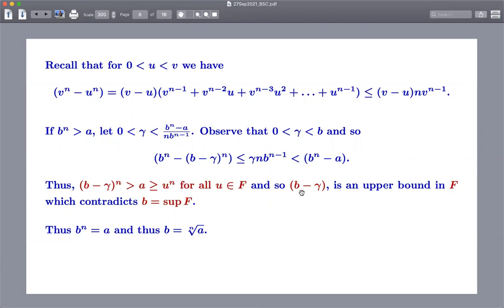Okay. So once again, if b^n is bigger than a, you can reduce b a little so that the reduced number still remains an upper bound of F, and that will contradict. This is exactly the opposite of what was done last time. Therefore, both the options have been ruled out. It cannot be less than, it cannot be bigger than. And we had this one primary thing, the order axiom, that given any two, one of the three always holds. So therefore b^n is equal to a. And that is the meaning we are giving to b being the nth root of a.